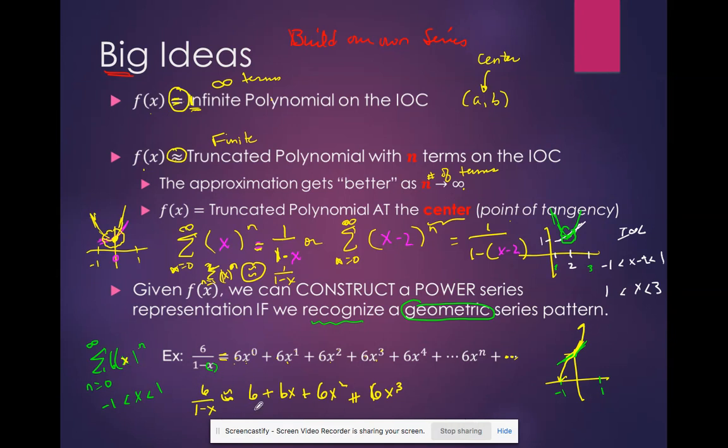Approximately 6 over 1 minus x on the interval of convergence. It says nothing about what these two functions look like, the infinite or the truncated polynomial, compared to 6 over 1 minus x. You are only looking at the interval of convergence. And the only reason I know the interval of convergence, again, is because I recognized a geometric pattern. We are going to go into making other series that are not geometric with a formula, and we will not know the interval of convergence yet. It'll take a couple of lessons before we get there.